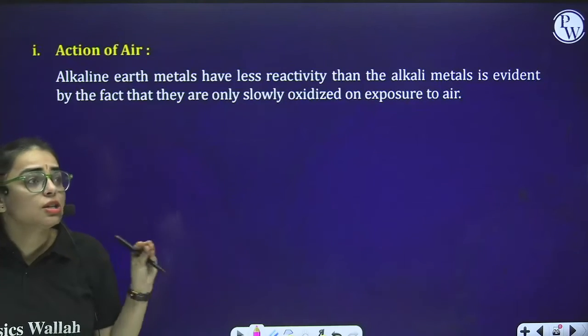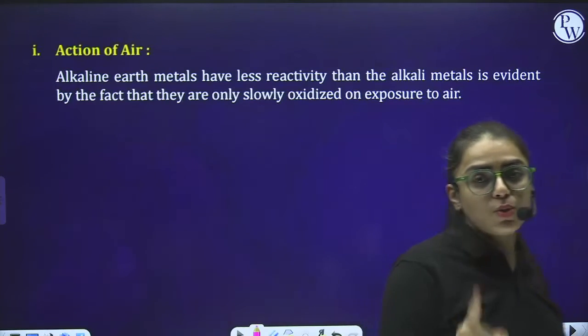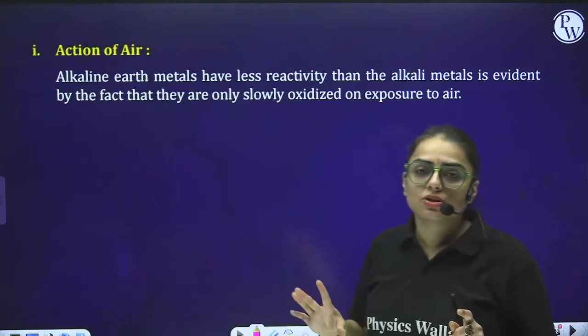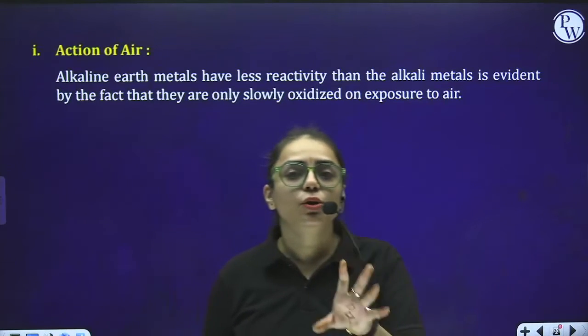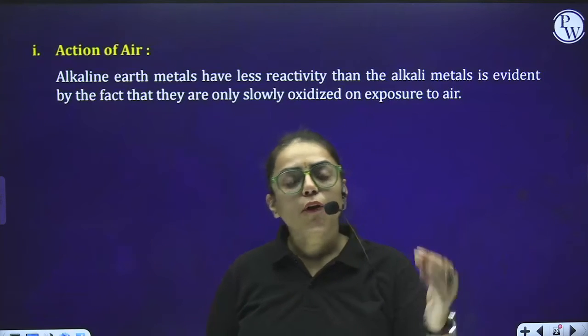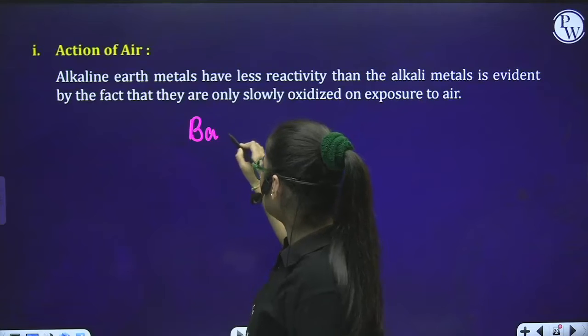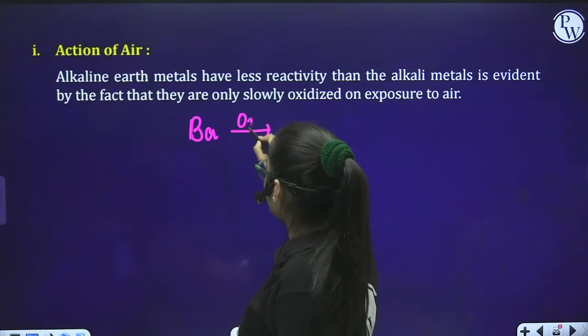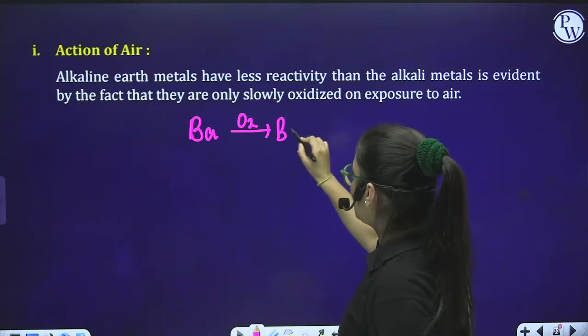Very simple thing. Now, this thing you've already done. In the previous case, we saw that it forms monoxide, peroxide, superoxide. So the same is going to happen in this case. But over here, they are going to form peroxides. Let's talk about the case of barium. Barium will react with O2 and first form BaO, a simple oxide.